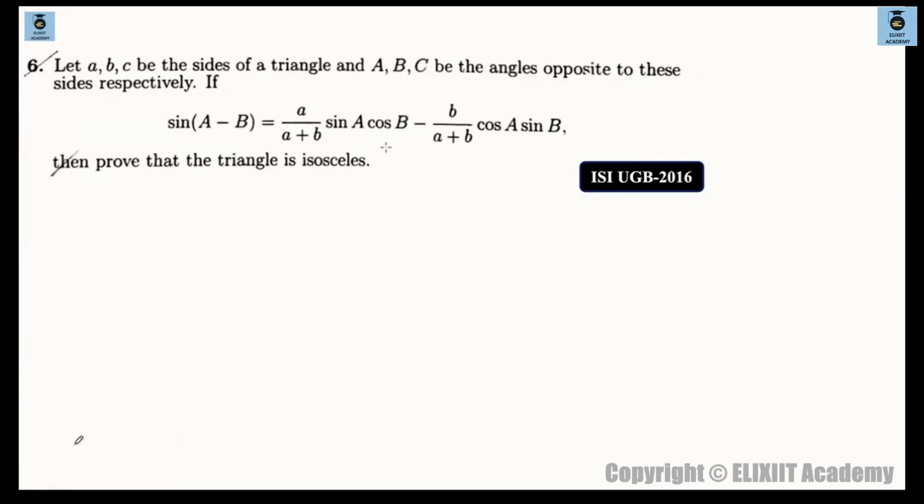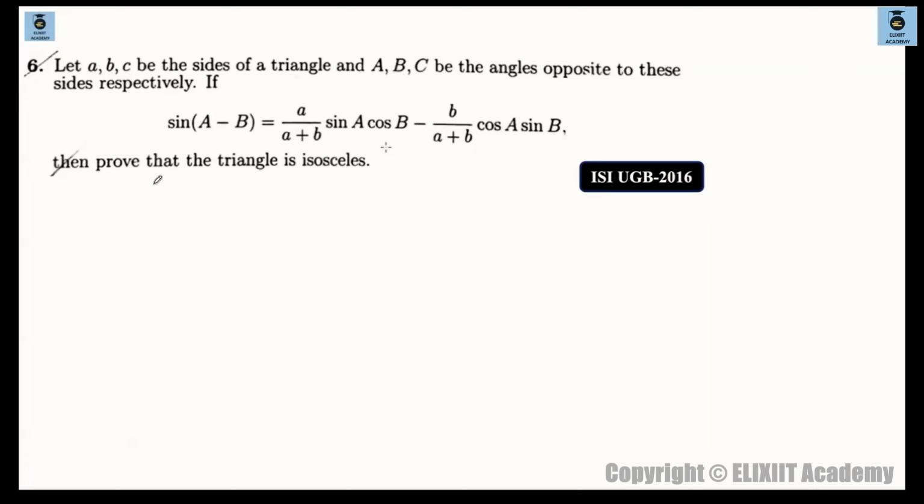Let a, b, c be the sides of a triangle and capital A, B, C be the angles opposite to these sides. That's the standard convention we know in solutions of triangles. If sin(A−B) = (a/(a+b)) sin A cos B − (b/(a+b)) cos A sin B, we have to prove that the triangle is isosceles. Very easy question. Simplify this and use the basic formulas and you will prove it. See what we will do.